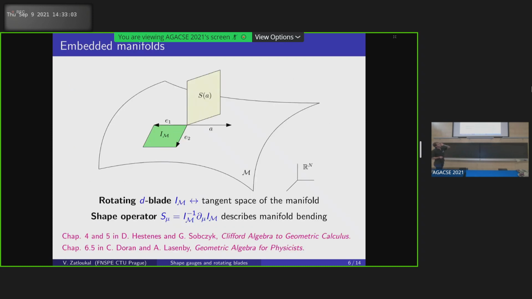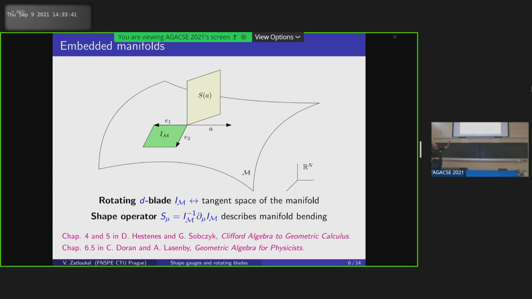So this is the slide with the embedded manifold. We have some ambient space, a capital N dimensional big space. There is an embedded manifold of dimension d, and at each point of this manifold we have the tangent plane. These tangent planes can be very neatly characterized by unit d-blades, I_M, which are referred to as the pseudoscalar field of the manifold. It's a function that changes along the manifold.